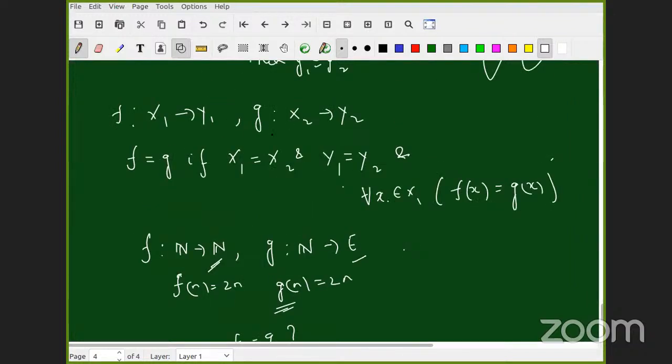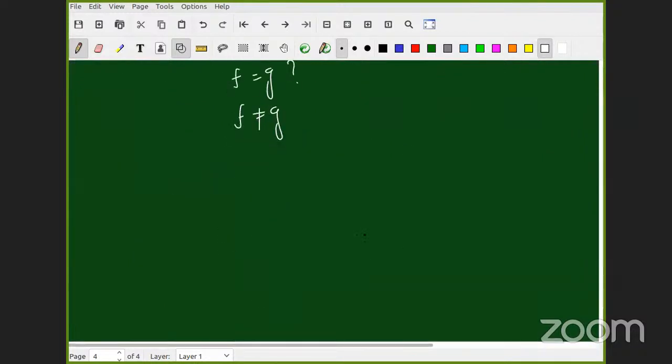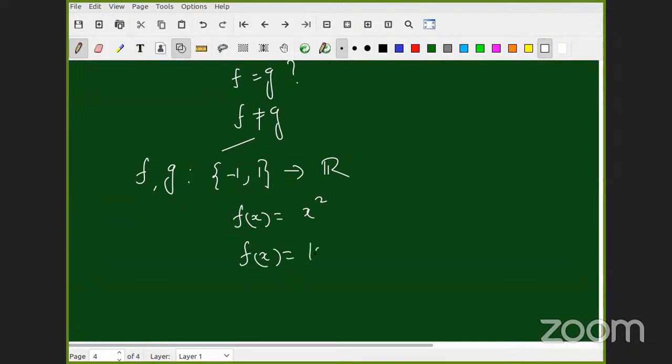Because we have 3 conditions to be satisfied. Domain should be equal, codomain should be equal, and f and g should agree. One of them has failed, therefore it failed. So we have actually crossed the time, but let me ask one more question so that you understand. Now we'll keep the same domain. Both f and g are from my set X, which is {-1, 1}, to R. One function f of x is x square. The other function is mod x, g of x. Sorry. Now, say is f equal to g?